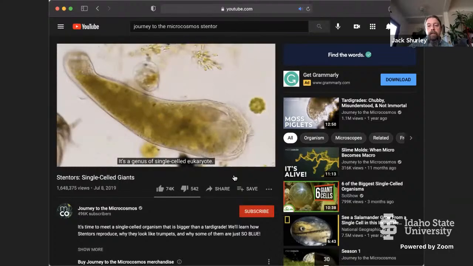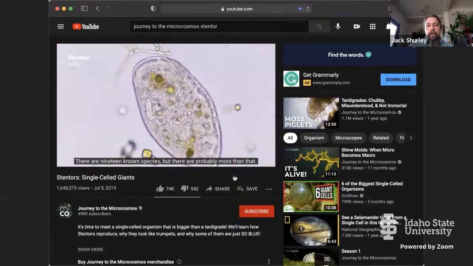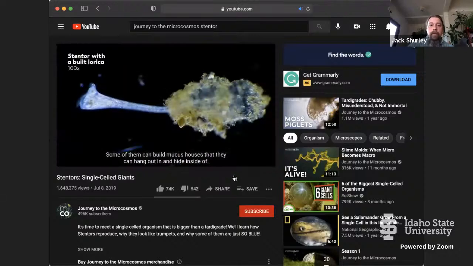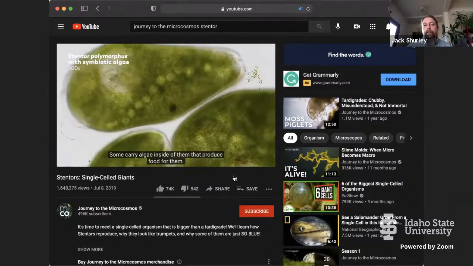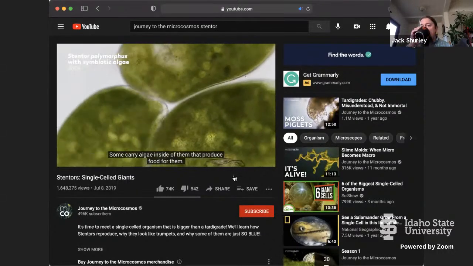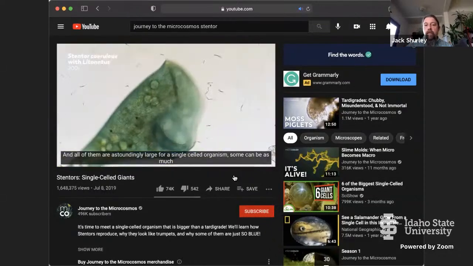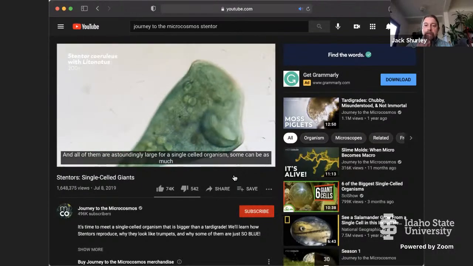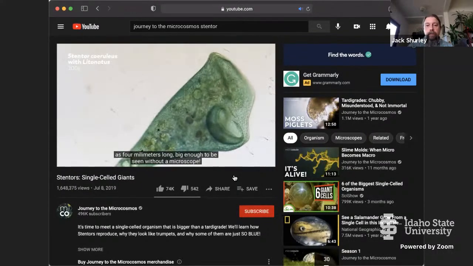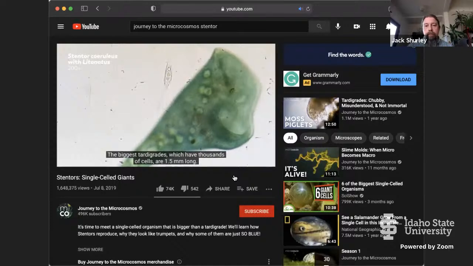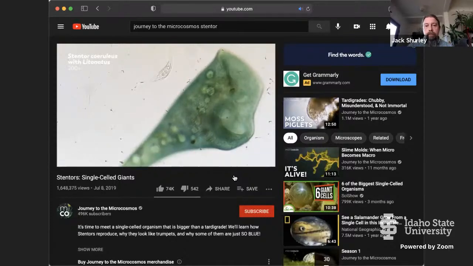It's a genus of single-celled eukaryote. There are 19 known species, but there are probably more than that. Some of them can build mucus houses that they can hang out in and hide inside of. Some carry algae inside of them that produce food for them. And all of them are astoundingly large for a single-celled organism. Some can be as much as 4 millimeters long, big enough to be seen without a microscope. The biggest tardigrades, which have thousands of cells, are 1.5 millimeters long.